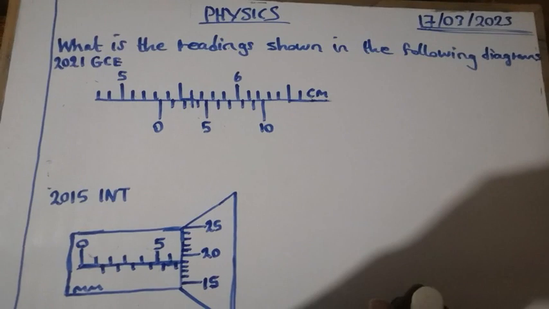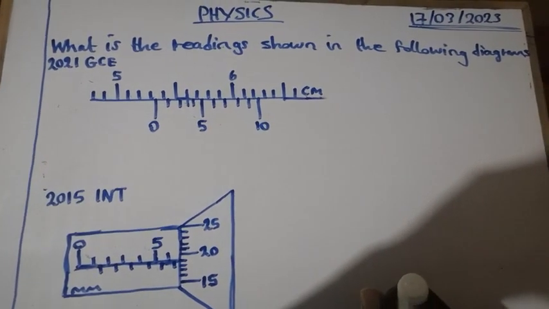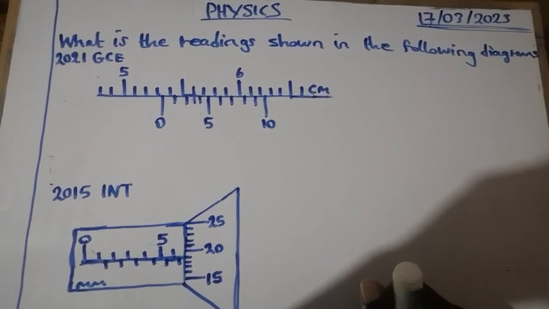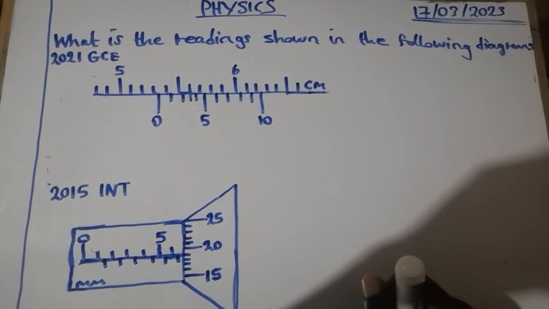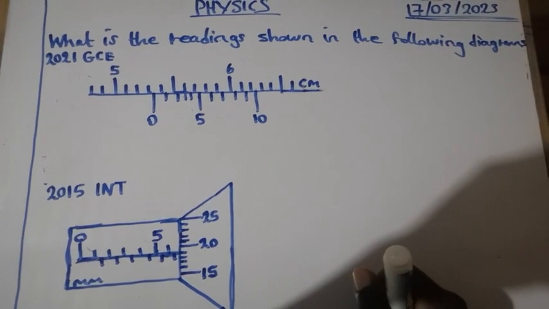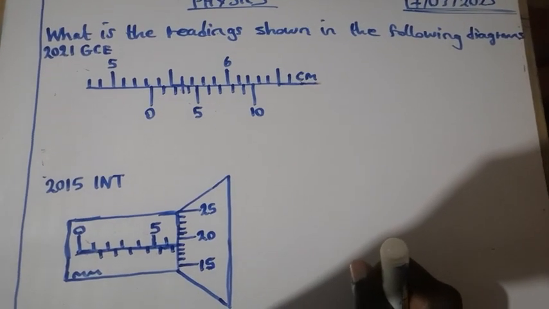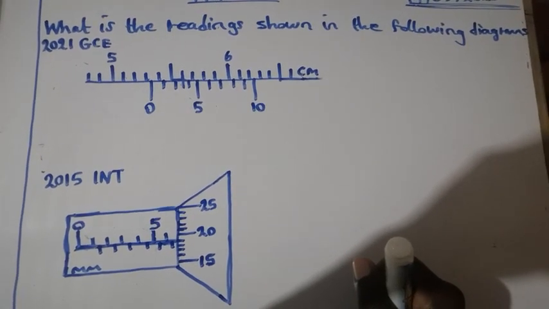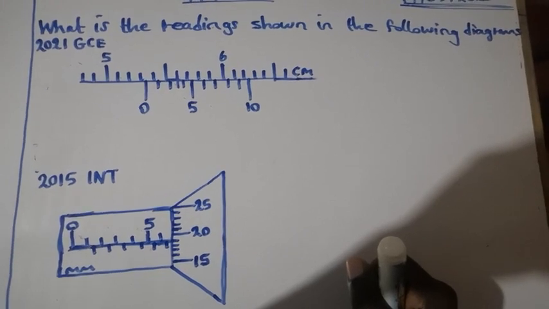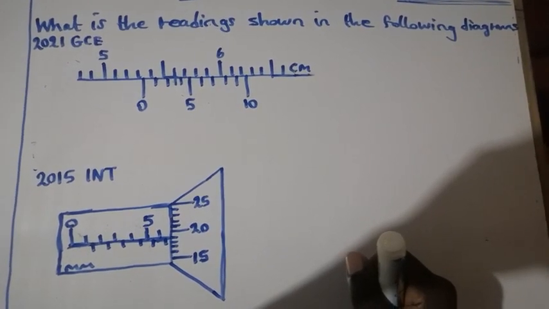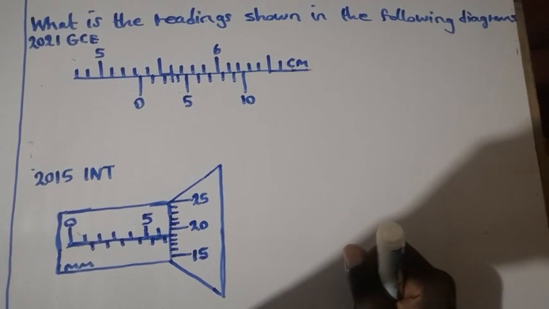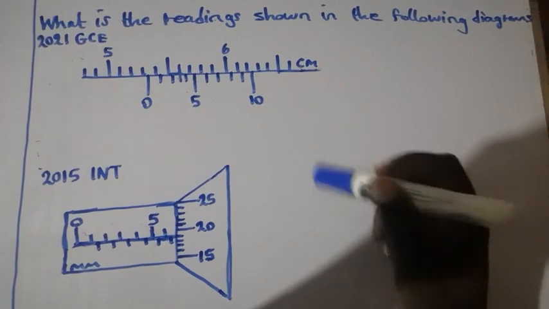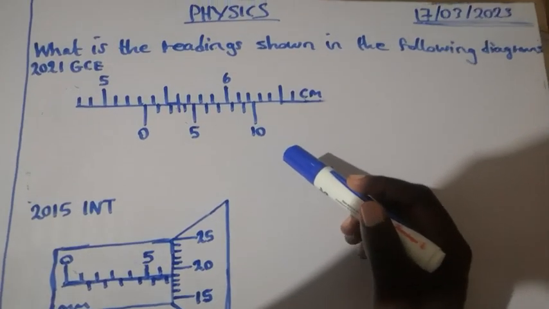I'm going to answer with you two questions based on vernier calipers and micrometer screw gauge. The question goes as follows: what is the reading shown in the following diagrams? So question 1, which came in 2021 GCE, is under vernier calipers.